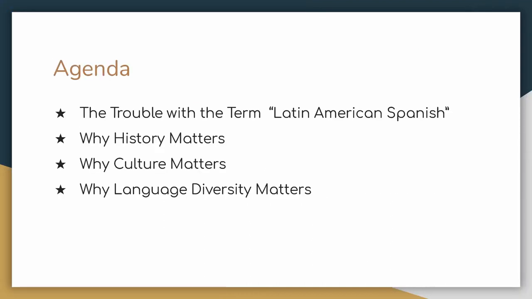So the agenda, what we're going to talk about in this presentation is, one, the trouble with the term Latin American Spanish. So we'll talk a little bit about why that term is a little bit broad and a little bit too generic to be really useful for language learning. So we'll explore that just to give some context to our talk today.